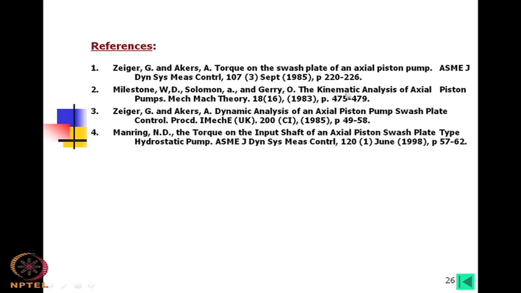If you look into this, this was published maybe in the same year, but in other issues. This was published in ASME, this was in another journal, but first they found this nominal torque and then they did the dynamic analysis, whereas to know the kinematics details you should read this paper.